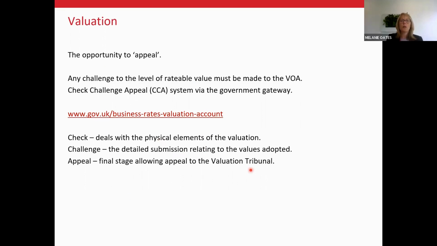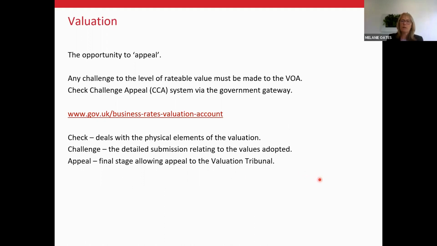So you just log on, you'd be able to tell the Valuation Office Agency what the differences are, and you would provide some evidence to show that they've got the physical elements incorrect. And at that stage, they will correct any physical differences that should be corrected. After that, you get a check decision back. And once you've had a check decision back, you can then submit a challenge. This will be your chance to put down the detailed submission relating to the actual valuation side.